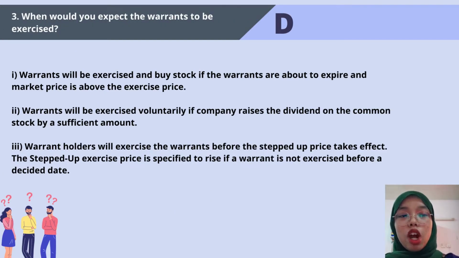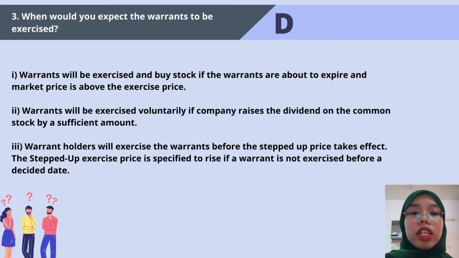For the next question, when would you expect the warrants to be exercised? Holders exercise their warrants under three conditions. Firstly, warrants will be exercised and buy stock if the warrants are about to expire and the market price is above the exercise price. Next, warrants will be exercised voluntarily if the company raises the dividend on the common stock by a sufficient amount. And lastly, warrant holders will exercise the warrants before the step-up price takes effect. The step-up exercise price is specified to rise if a warrant is not exercised before a decided date.